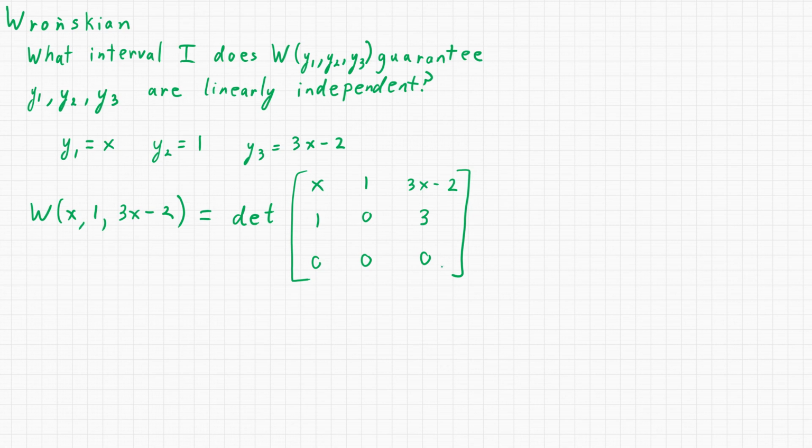But if we went through and actually calculated it, it's going to be x times 0 plus 1 times 3 times 0 plus 3x minus 2 times 1 times 0, minus x times 3 times 0, minus 1 times 1 times 0, minus 3x minus 2 times 0 times 0. Every single term has a 0 in it. So the whole thing actually ends up being 0. And so the theorem doesn't say anything.